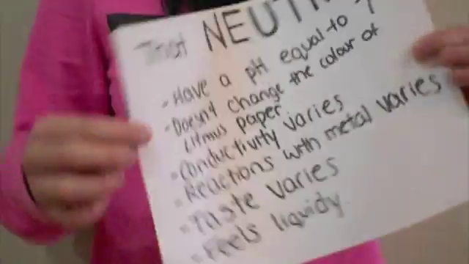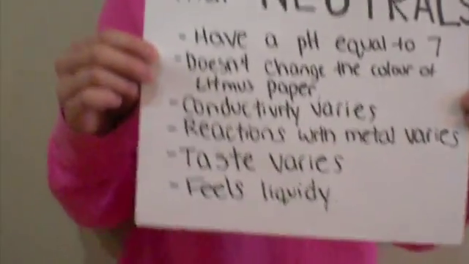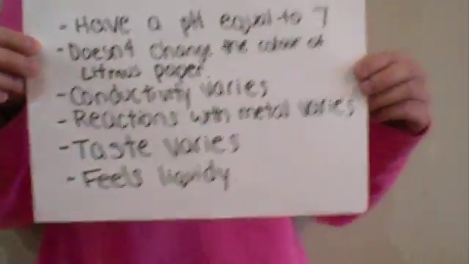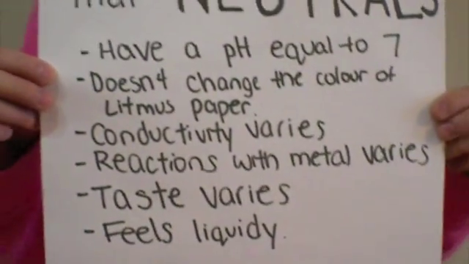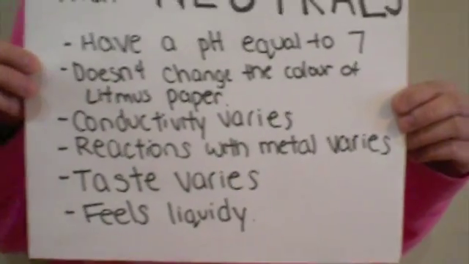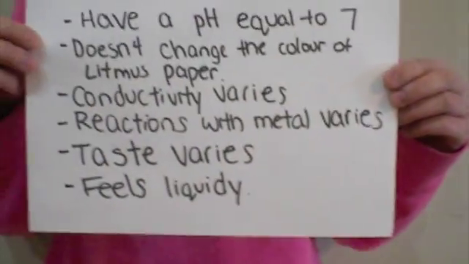Did you know that neutral solutions have a pH equal to 7, do not change the color of litmus paper, their conductivity varies, their reaction with metals varies, their taste varies, and they feel liquid?